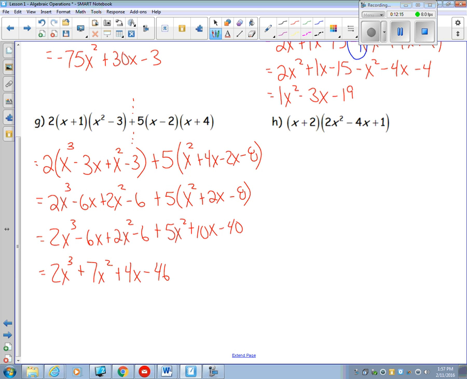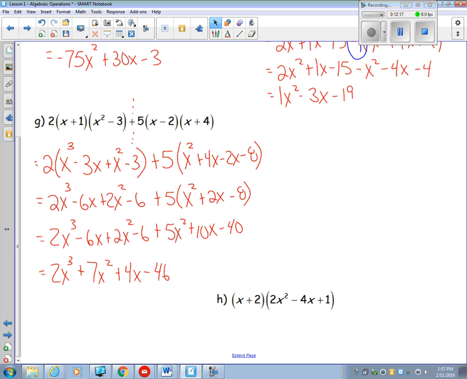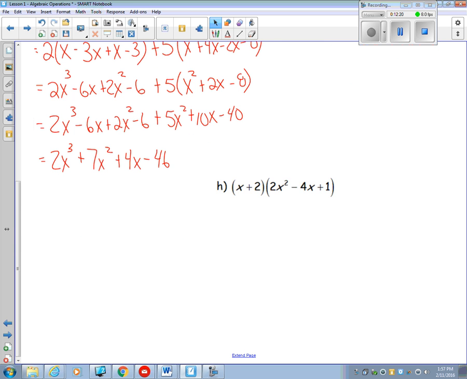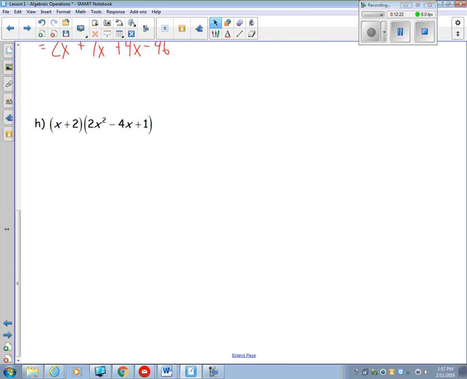Okay, the last one here. The last one's a little different. I'm just going to move it down here so we can see it a little bit easier. Okay. Now this one has 2 terms in the first bracket, but 3 in the second. So I can't FOIL. There's no first, outside, inside, last one. You have a middle term, but I can use the idea of FOIL.